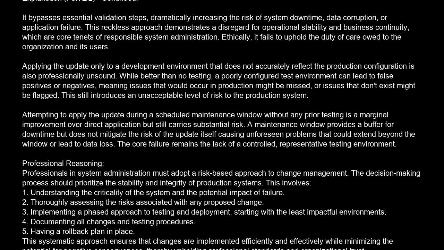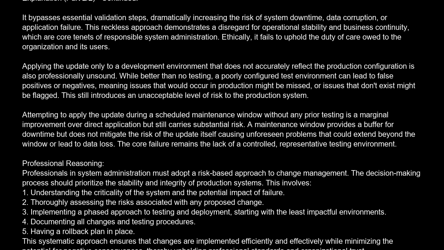Applying the update only to a development environment that does not accurately reflect the production configuration is also professionally unsound. While better than no testing, a poorly configured test environment can lead to false positives or negatives, meaning issues that would occur in production might be missed, or issues that don't exist might be flagged. This still introduces an unacceptable level of risk to the production system.